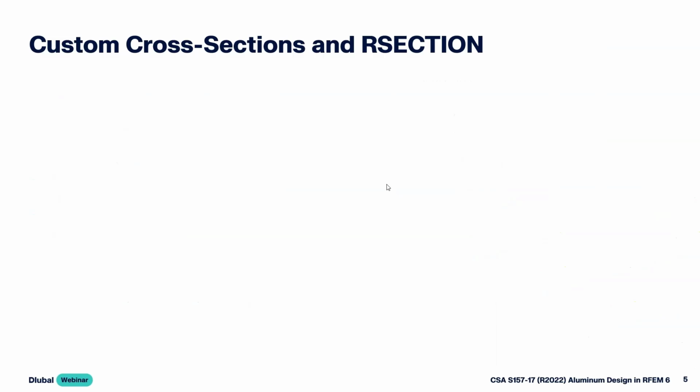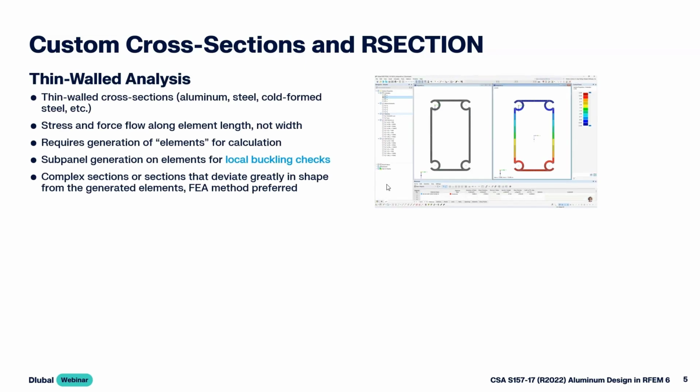So as mentioned, we do want to begin first in our standalone program, RSECTION. And before we get into our example today, I want to talk about a couple different calculation methods available. Within RSECTION, we have the ability to set the thin-walled analysis calculation type, and this, of course, should be used for thin-walled cross-sections. So we're talking aluminum, steel, cold-formed steel, and so on. You can see the section over here on the right-hand side would be applicable to this thin-walled analysis calculation, where the stress and force flow is along the element length, but not necessarily the width.